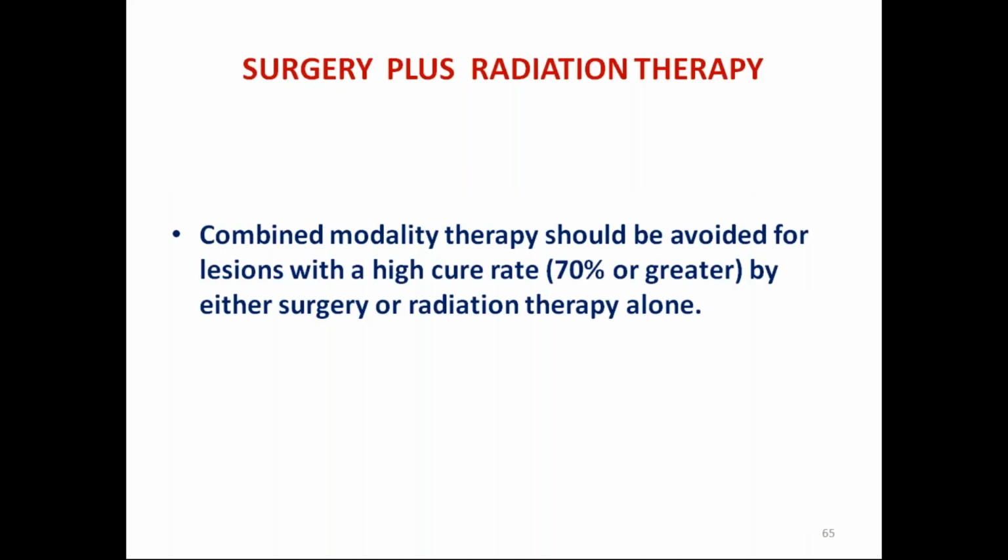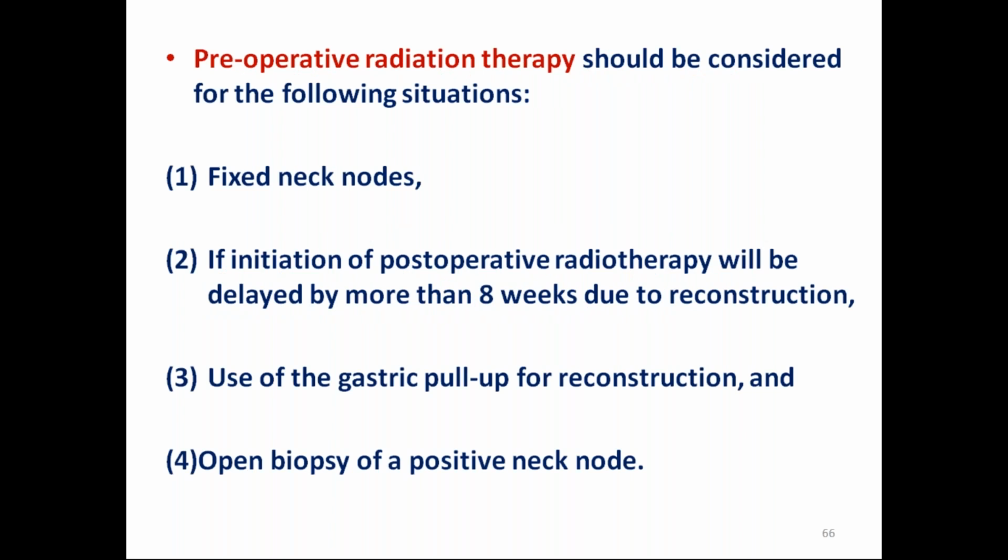So what is the effectiveness of surgery plus radiation in treatment of the cancer? Combined modality therapy should be avoided for lesions with a high cure rate of 70% or greater by either surgery or radiation therapy alone. Preoperative radiation therapy should be considered in the following situations: fixed neck nodes, if initiation of post-operative radiotherapy will be delayed by more than 8 weeks due to reconstruction, use of gastric pull-up for reconstruction, and open biopsy for positive neck nodes.